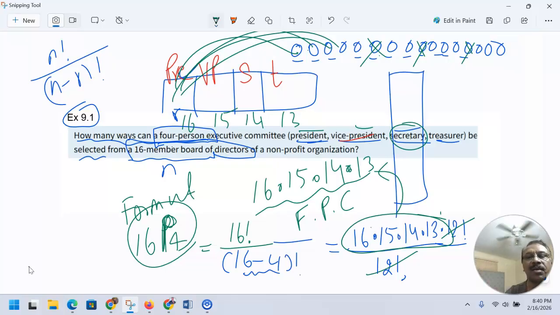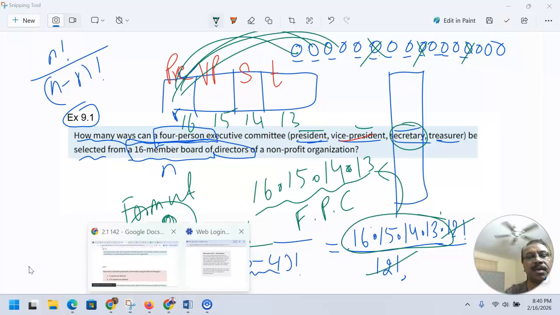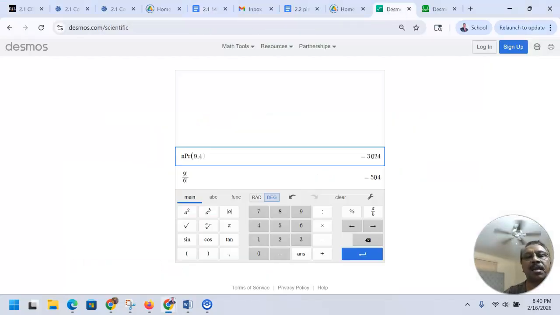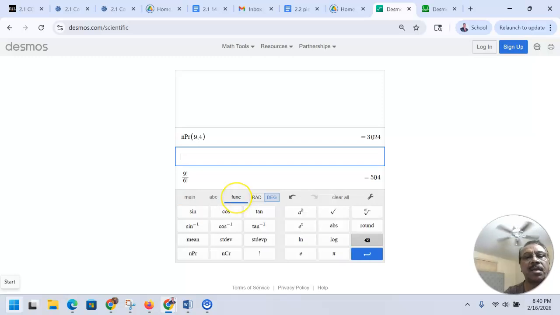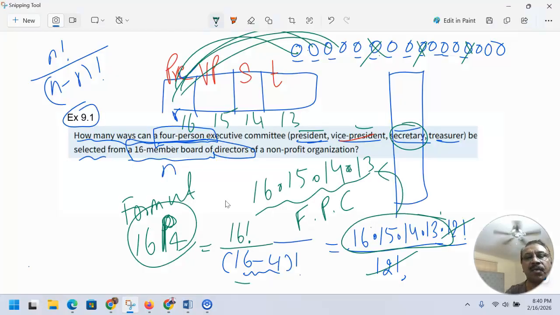Now the question is, is there a shortcut to do this? Yes, we have one. We look at this calculator here. We can easily start a new one and go to the function. When you go to the function, there's nPr. Put 16, comma, and how many? 4, right? Yeah, there you go. So you get 43,680. So this answer is 43,680. That's all it is.